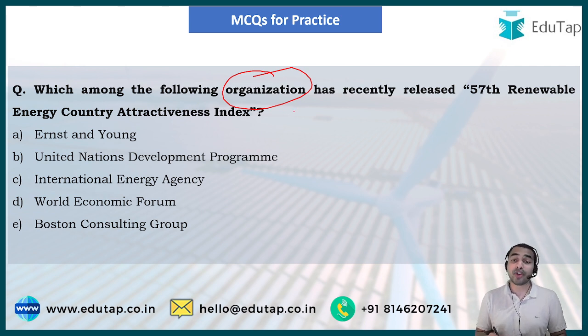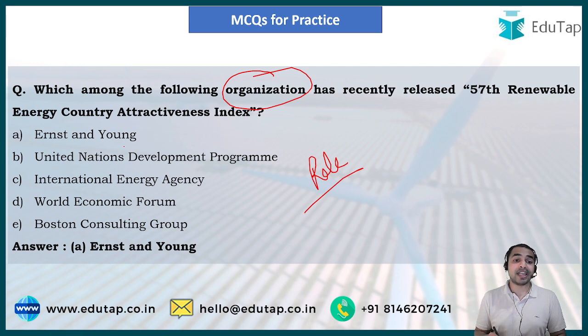And guys, if you talk about this index, then this particular question arises from the very first pillar that we have discussed during this session, that is the releasing body. And if we talk about the releasing body, then this particular report was released by Ernst and Young. And that's why the right answer to this question is option A, that is Ernst and Young.